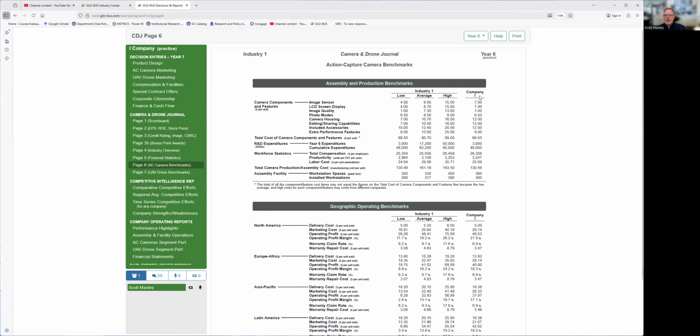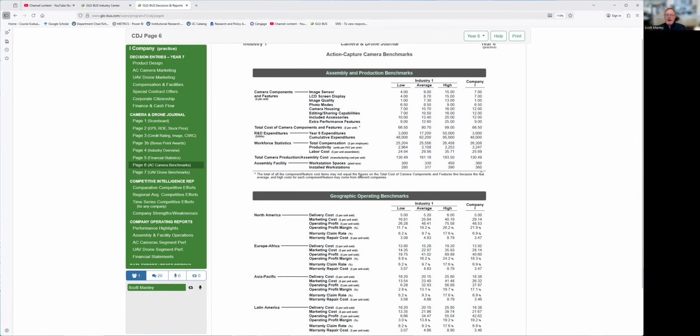So you see, I am company I, and my intended strategy was cost leadership. So you ask yourself the question, am I the cost leader in my industry? And the answer is yes, I am the cost leader, because my total camera production assembly cost, which is the manufacturing cost per unit, is $130.49. If you match that to the left-hand column, you see that the low-cost producer was $130.49. So that had to be me.